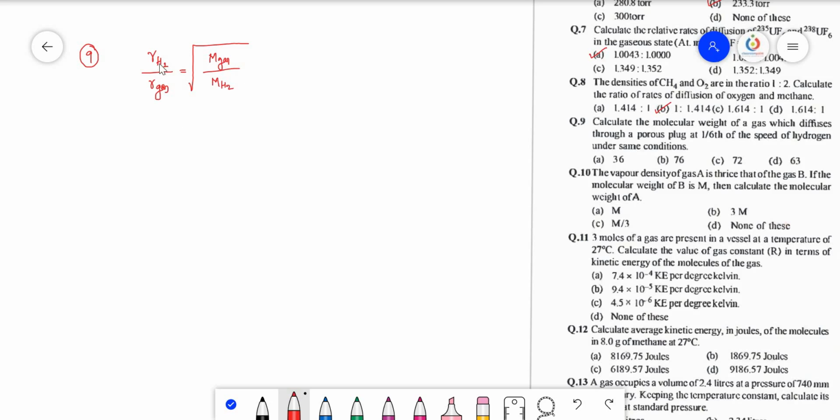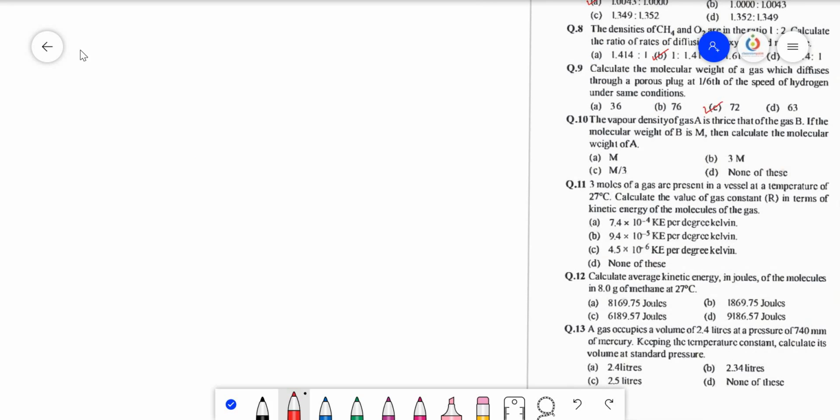And rate of diffusion of the hydrogen, let us take it as 1. So rate of diffusion of the gas is 1/6 of the hydrogen. So it is equal to 1/6, root over molecular mass of the gas, which we don't know and need to calculate, and molecular mass of the hydrogen is equal to 2. So molecular mass of the gas is equal to 72 grams per mole. Option C is correct. Let us solve question number 10.